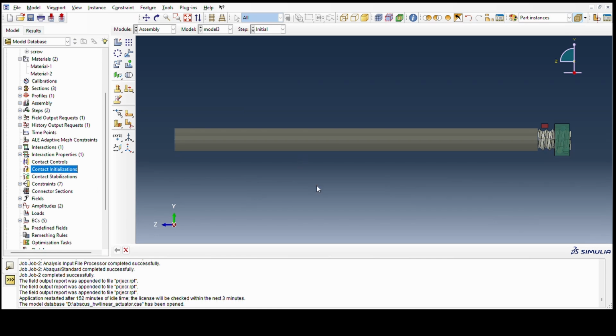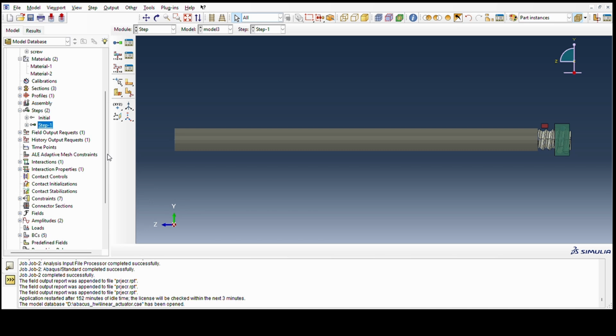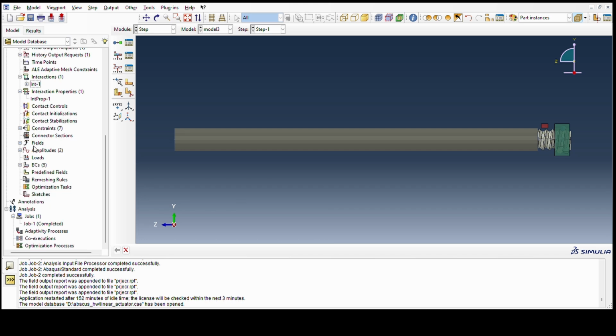As the assembly is set, the next thing that I did is create a step. I made a dynamic explicit step with a time period of 5 seconds. And for the parts to have interaction between them, I made an interaction property of type contact, and I used the general contact explicit as an interaction. Later, I set up the constraints for the model.